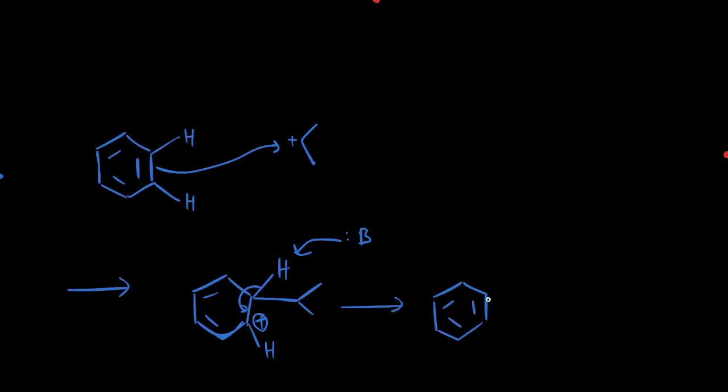We've now regained aromaticity with the reformation of this double bond. And so we'll have something that looks like this. And again, remember this other hydrogen is still here. And so this is our product for our Friedel-Crafts alkylation reaction.